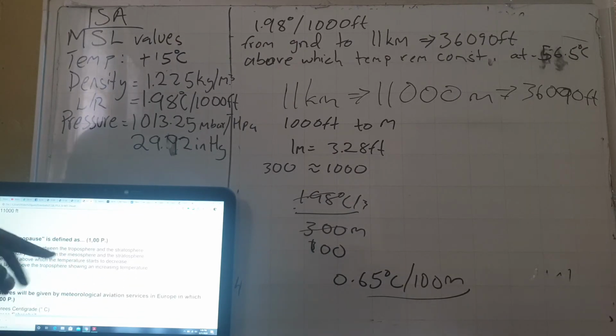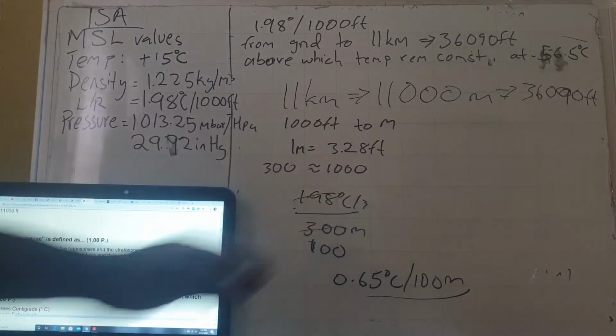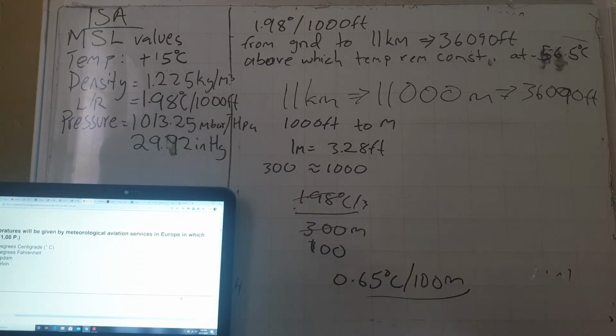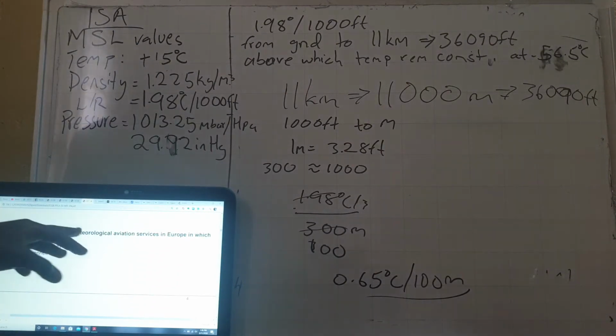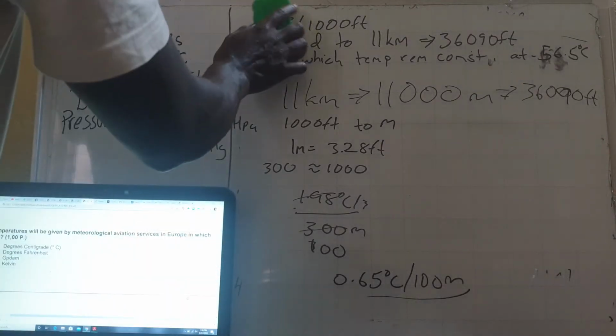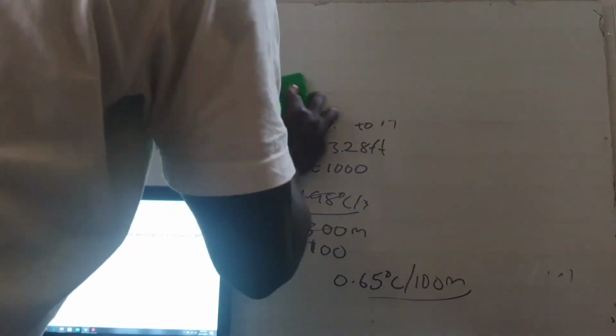So the term tropopause is defined as the boundary layer between the troposphere and the stratosphere, as simple as that. Then, temperature given by meteorological aviation services in Europe is in which unit? Temperature is given in degrees Celsius or degrees centigrade, the same units. Temperature can also be given in other units such as Kelvin.